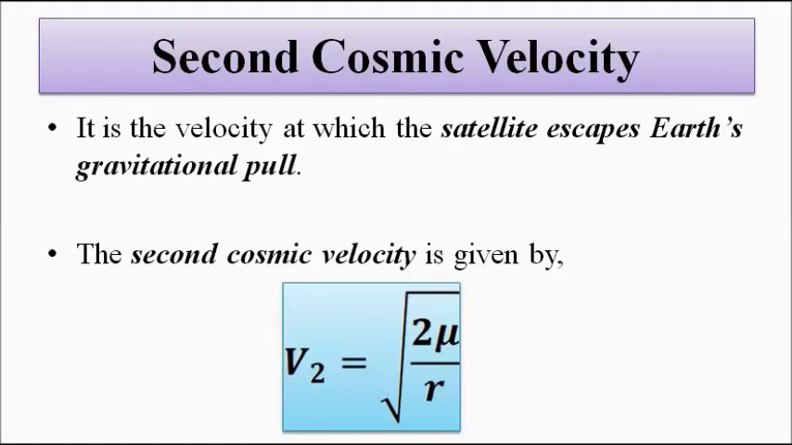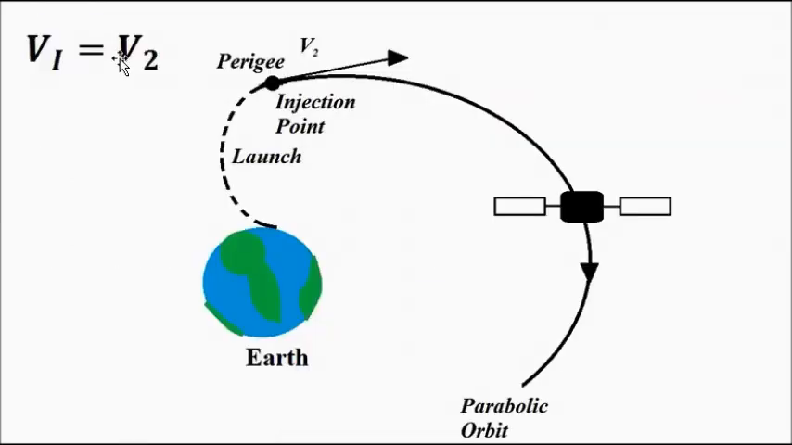Now, how is the second cosmic velocity important? When the injection velocity is equal to the second cosmic velocity, the launch will happen from the surface of the Earth. The launch vehicle will follow this trajectory and carry the satellite, and at the point of perigee, the separation of the satellite from the launch vehicle will happen with an injection velocity V2. Then it will follow a parabolic orbit and escape Earth's gravitational pull. So the satellite orbit will take the form of a parabola.